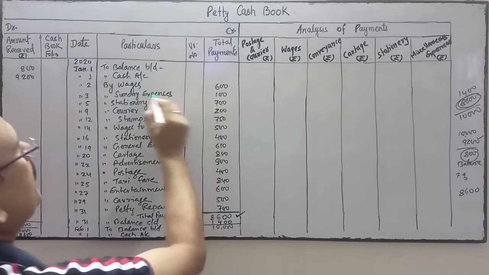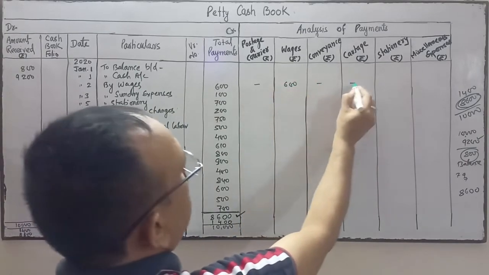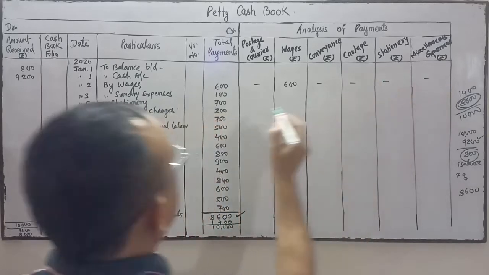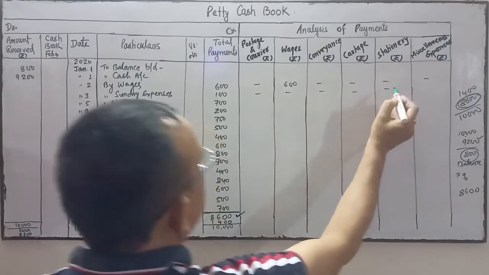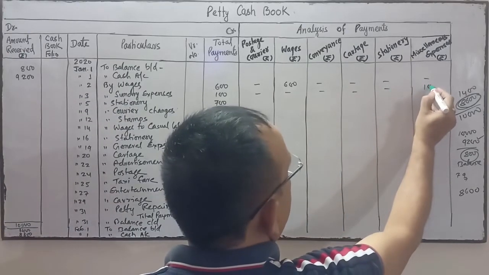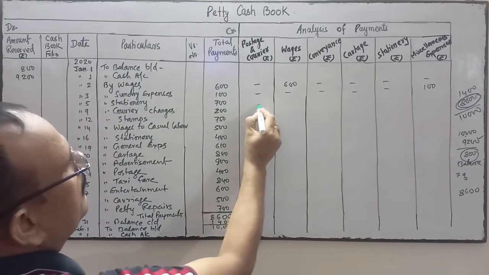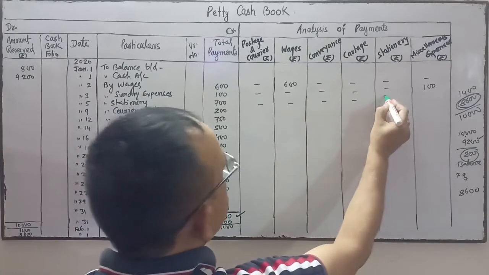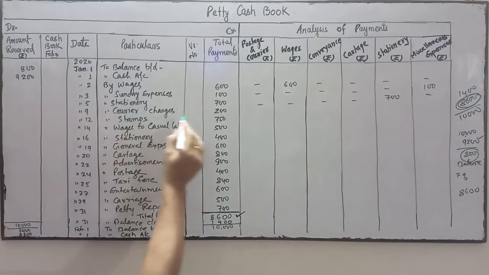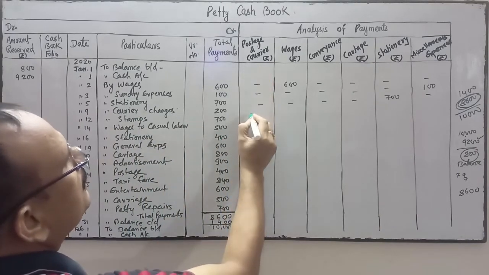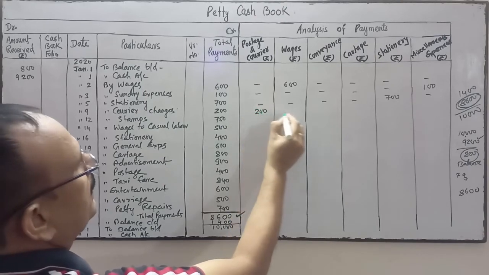Now do the analysis of payment. Wages will come under where? 600. Here, don't put a dash in the other column. Now, sundry expenses. This will be in the miscellaneous. Now stationery will come under the specific column, stationery, 700. Next is courier charges. Courier charges will be in the postage, 200.